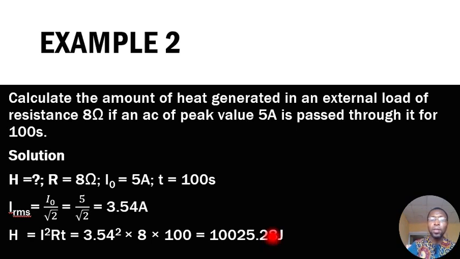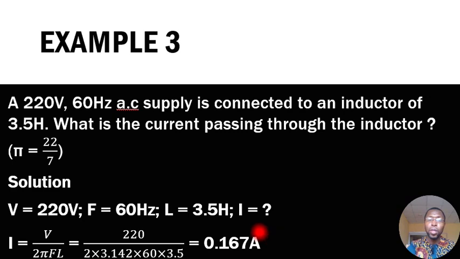Yeah, so let's take another example. Example 3 said a 220 volts 60 Hz AC supply is connected to an inductor of 3.5 Henry. What is the current passing through the inductor? Take pi to be 22 over 7. Firstly, our voltage is 220 volts. Our frequency is 60, so F is 60. Our inductance of the inductor is 3.5 Henry, and we have to calculate the current.